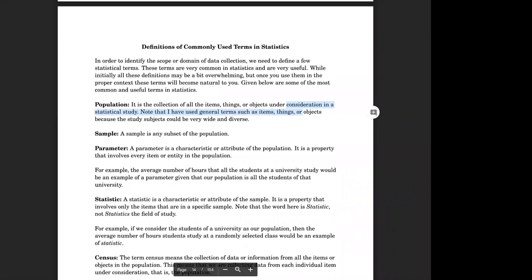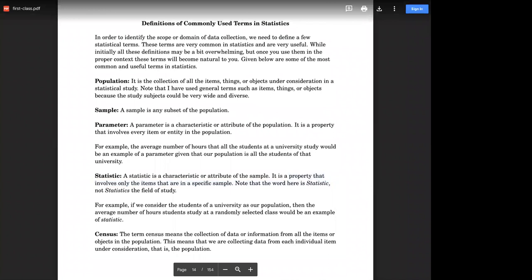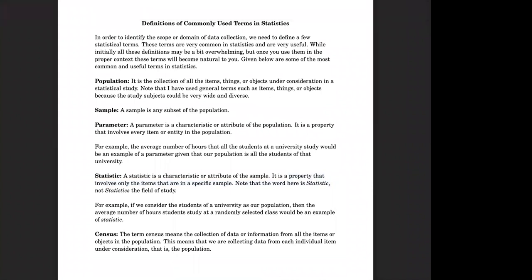Okay, let's talk about the most common vocabulary that we use in statistics. Population is the word we use in statistics to describe all the items or all the things that we are considering, everything under consideration for the study at hand. It's the collection of all the items, things, or objects under consideration in a statistical study.